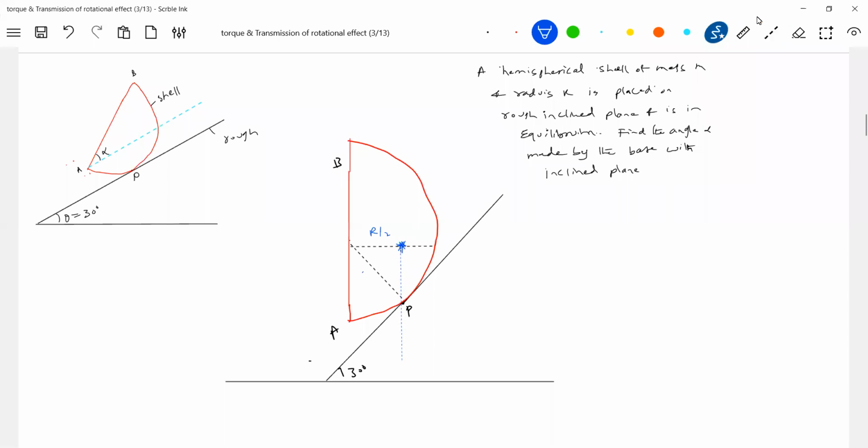So shall I put the weight mg in this direction? Then how does the normal contact act? Normal contact should act along the radius vector. So this should be N. Then how does the friction act? Friction should act along the incline. The equilibrium is possible only under this assumption. O is the center of that AB. So this distance is r. This is also r.